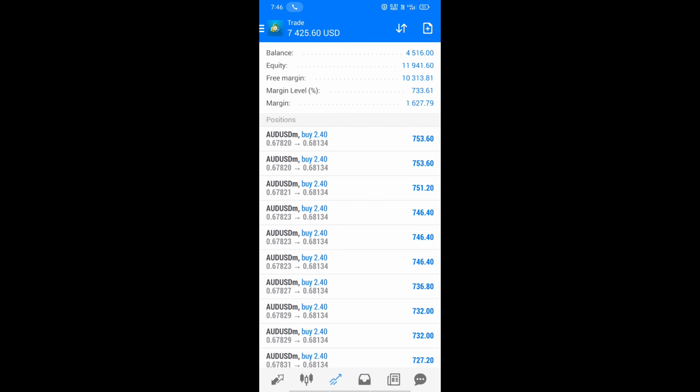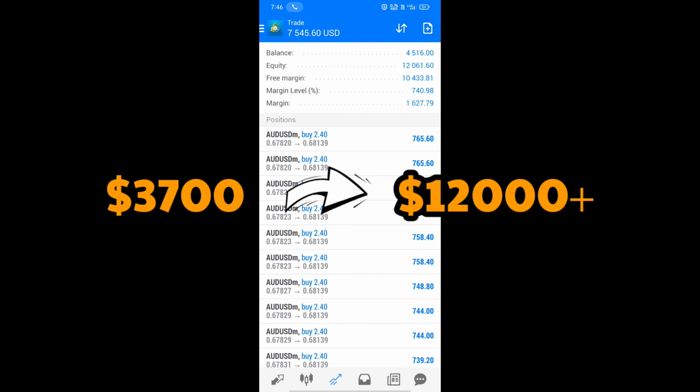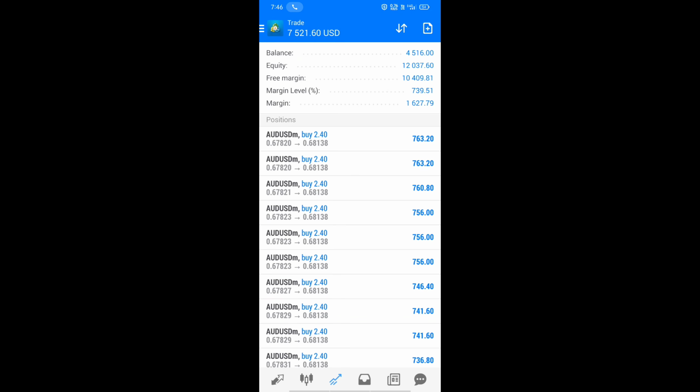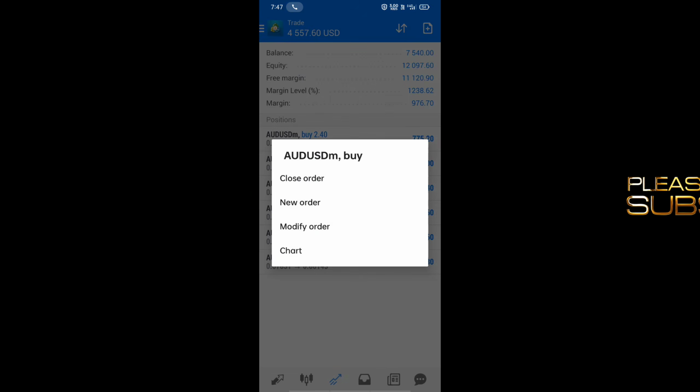Guys, our profit here is around $7,500. We had $3,700 in this account, which has been grown to $12,000. We have grown this account with proper price action. This way you can also grow your account. Only you have to follow the trading rules properly. You can become a profitable trader.